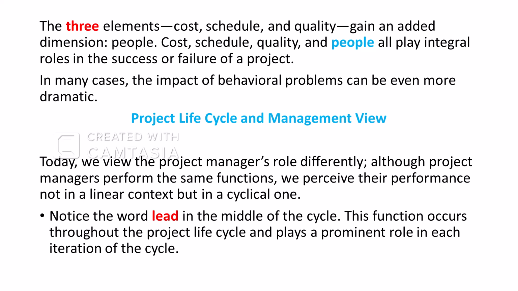So when we view a project in the classical approach or the behavioral approach, we should consider these three or four elements. The three elements in the classical approach are cost, schedule, and quality. However, in the behavioral approach, we have cost, schedule, quality, and people. So students, you are expected to differentiate these two approaches of project management in terms of system view.